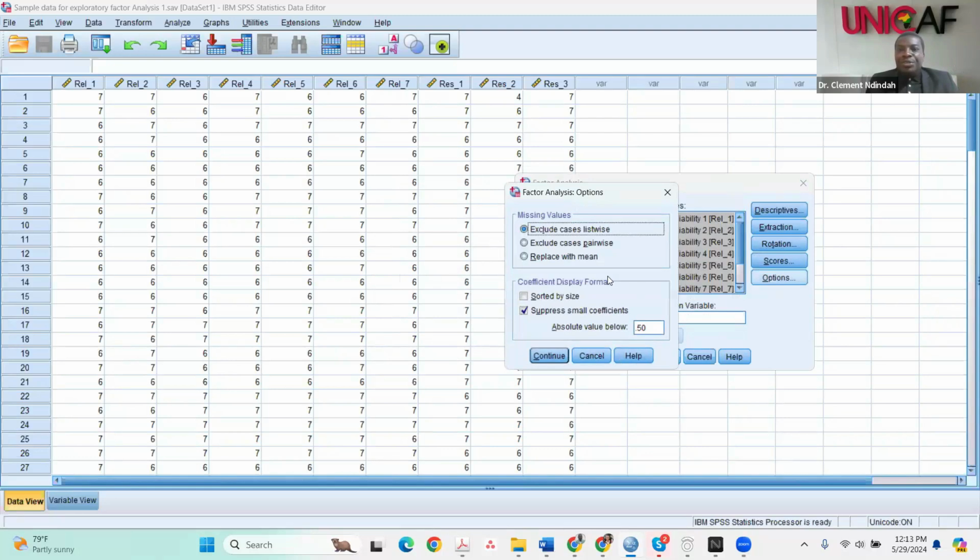Okay, options. When you come to options, generally what I like to do is suppress every variable that has a factor loading less than 50%, or less than 0.05. A very important thing to keep in mind is that when you are doing factor analysis, most of the core analysis that is being run is correlation analysis. And the factor loading, which I will explain again later, tells you how well each variable correlates with that particular factor or category.